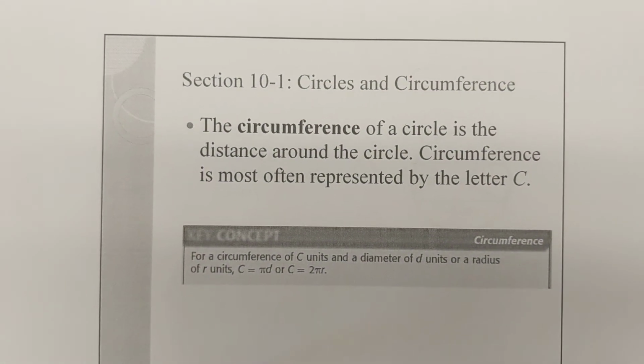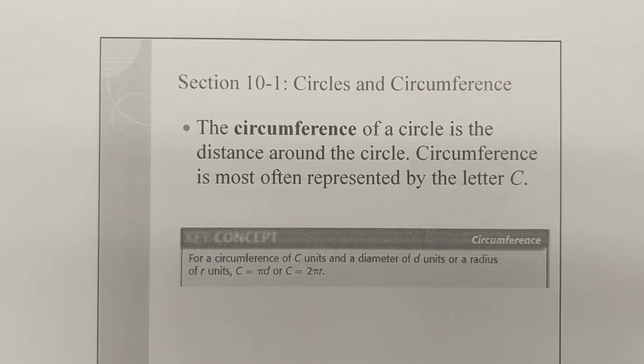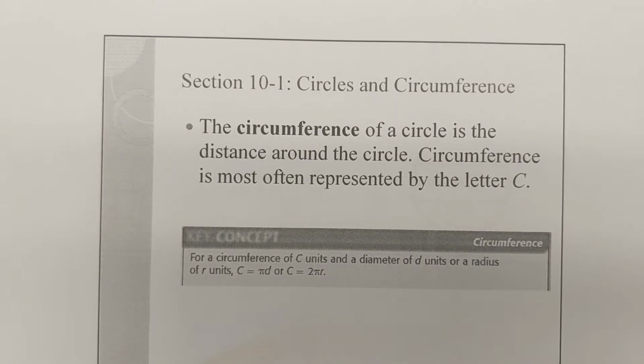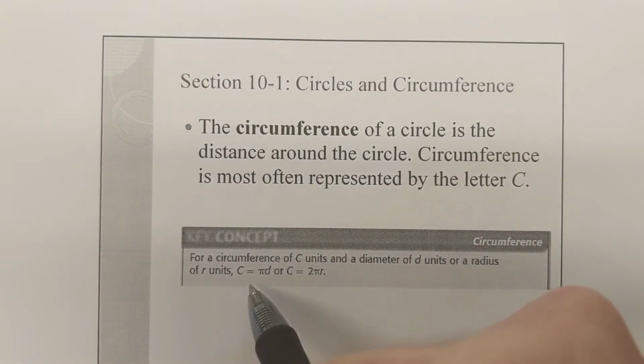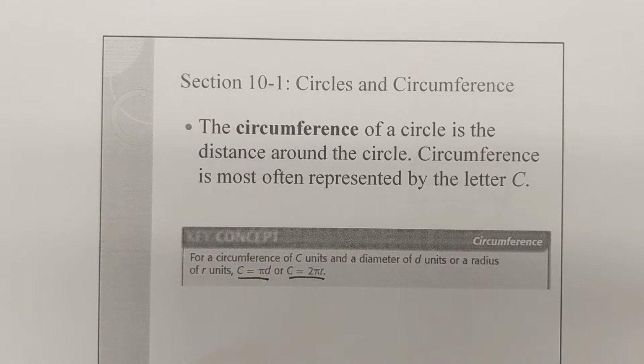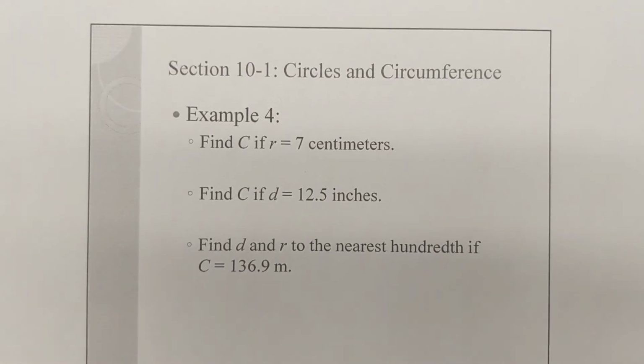Okay, moving along, we got circumferences. The circumference of a circle is the distance around the circle, typically represented by the letter capital C. Down here, the two important things are these two equations, pi d or 2 pi r. Depending on whether you know the diameter or the radius of the circle, you can use that to find the circumference, or backwards if you know the circumference, to find those.